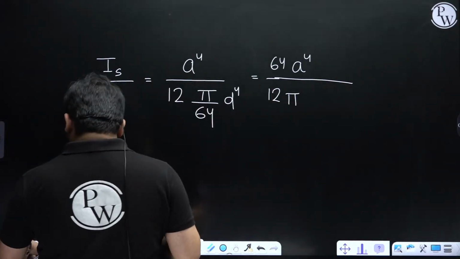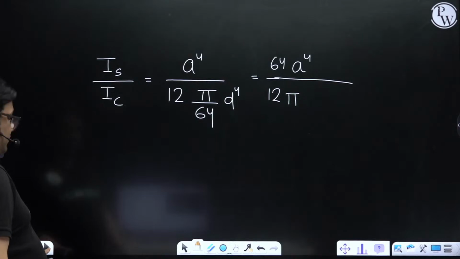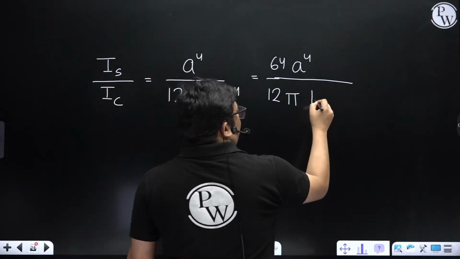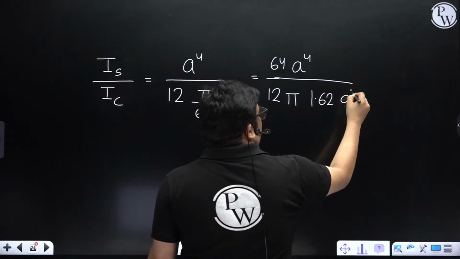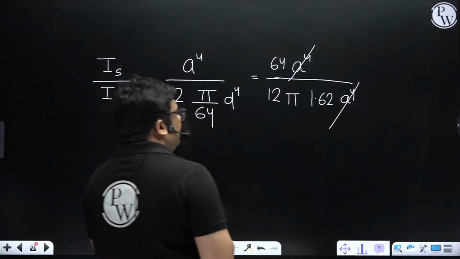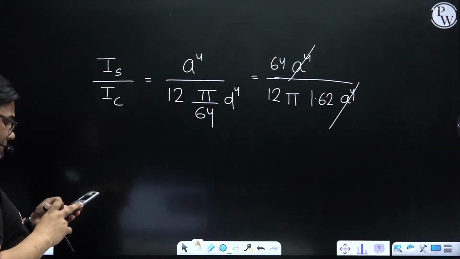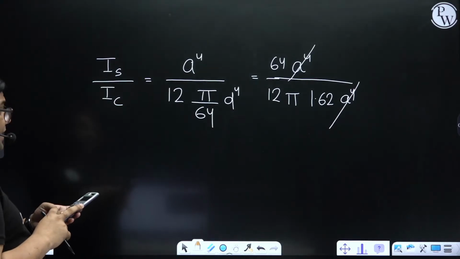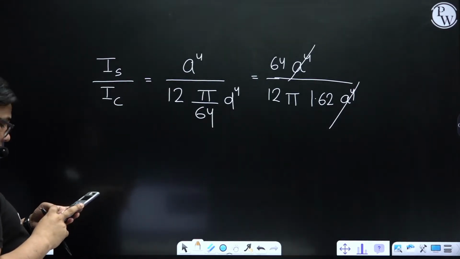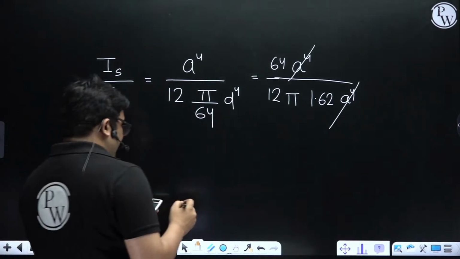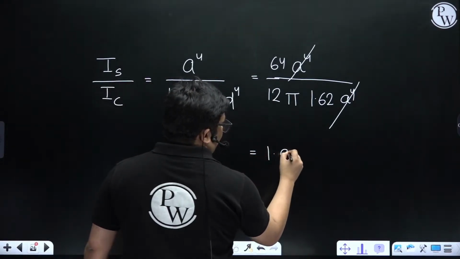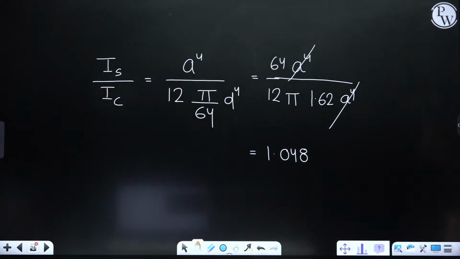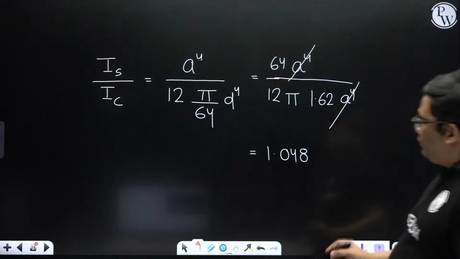What is D to the power 4 we got? D to the power 4 we have got is 1.62 A to the power 4. So A to the power 4 gets cancelled. So how much do we get? 64 divided by 12 divided by pi, further divided by 1.62. I am getting 1.048. So this is the ratio I am getting.